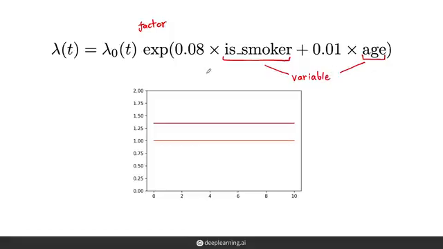And so this is very similar to a linear model where we have variables and those are multiplied by weights and then they are summed up together. The one difference here is we're then taking the exponent of that, and it's not very important to understand why we're taking the exponent of that, except that this helps make sure the output is always greater than or equal to 0. And we can then multiply that by the baseline hazard.